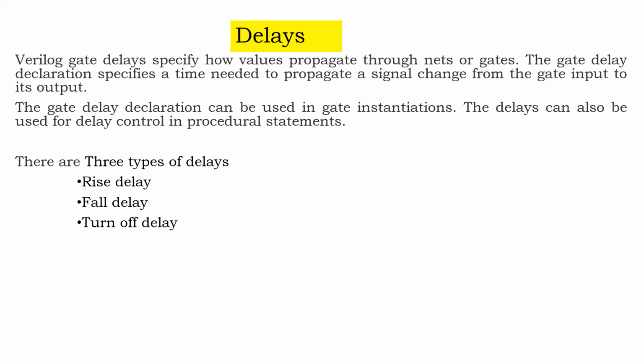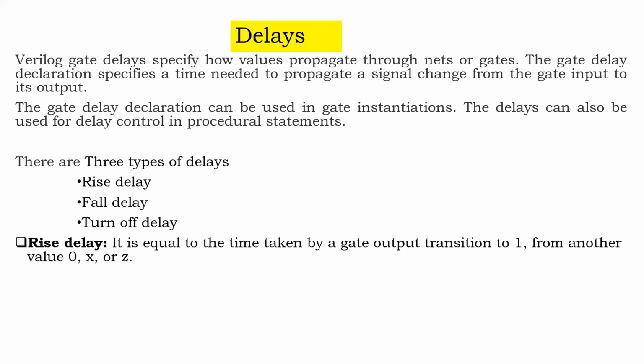So based on that, what will the output be? The output signal will appear at the output. If you come to the rise delay, what do you mean by rise delay? It is equal to the time taken by a gate output to transition to 1 from what values? 0 or X or Z.